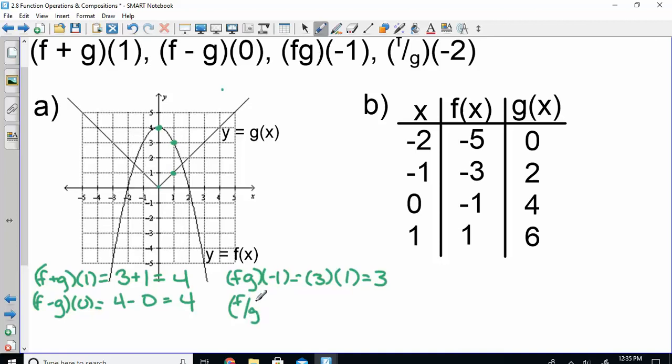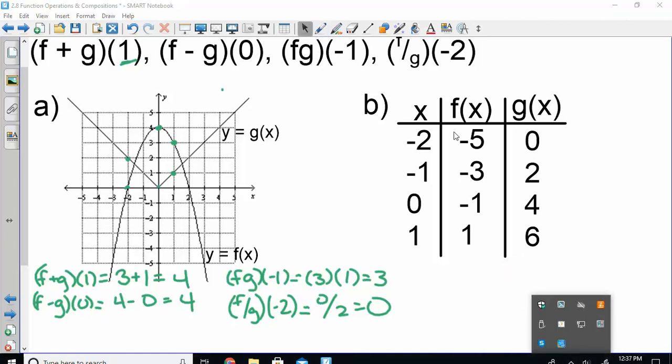Last one, f divided by g of negative 2. So f of negative 2 is 0 divided by g of negative 2 is 2, and you get 0. So these are your x's, you're finding your y's. I want you guys to try to do those with b. So that time I gave you a table.